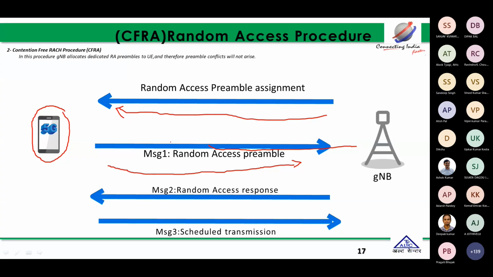CFRA or contention free RACH procedure, because they are already provided the preamble. The gNodeB already provided the preamble to the 5G user code.